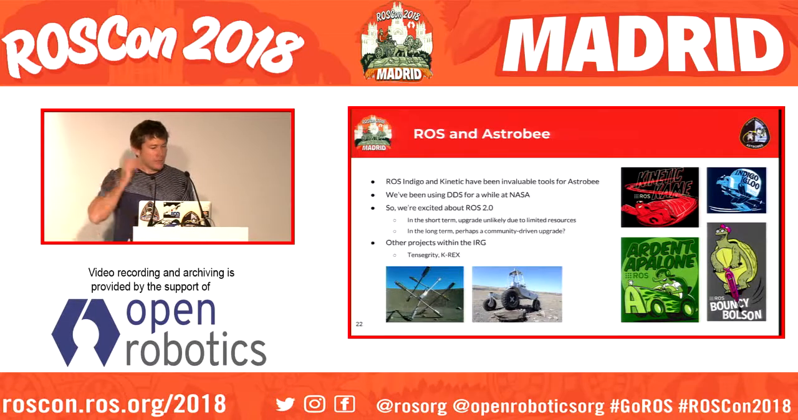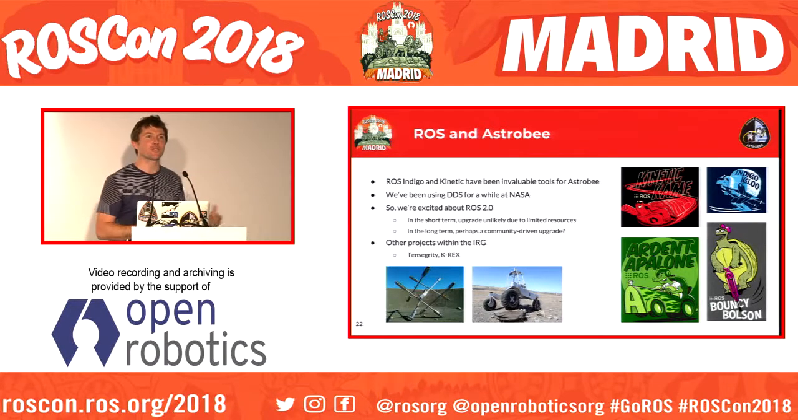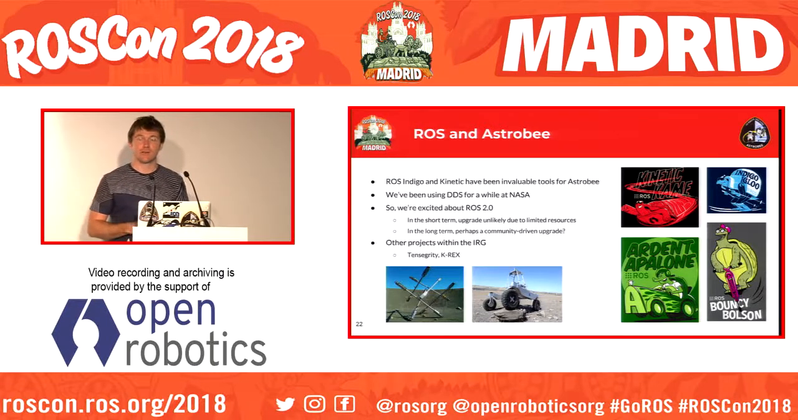So throughout our system, we've used predominantly Kinetic. We transitioned from Indigo a while ago. We'd love, of course, to reap all the benefits of ROS2, but unfortunately we have limited resources, so that might have to unfold over a couple of years and maybe a sort of retrospective upgrade. We also have other projects at NASA which use ROS, and they're Tensegrity and KREX, and also Geocam Space. If you look up those projects, that's specifically in the Intelligent Robotics group at NASA, and that's the one I work in.